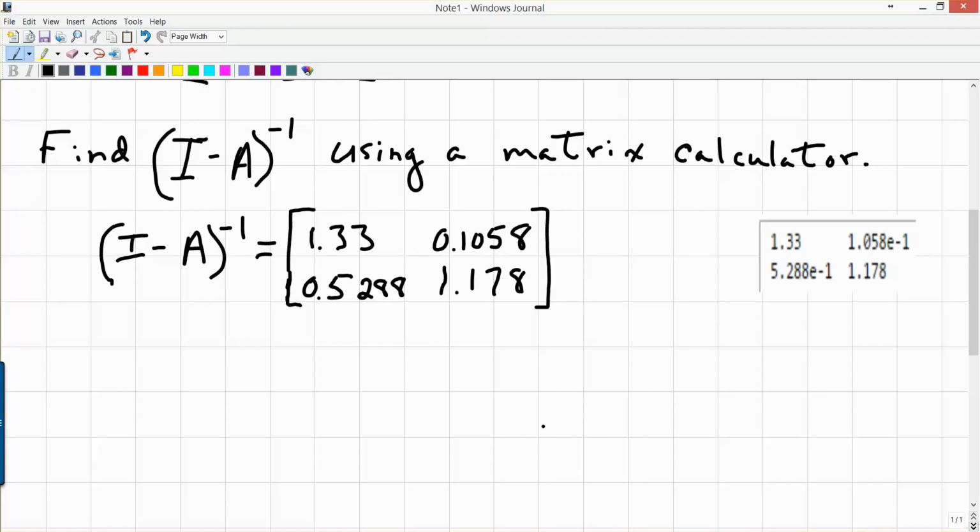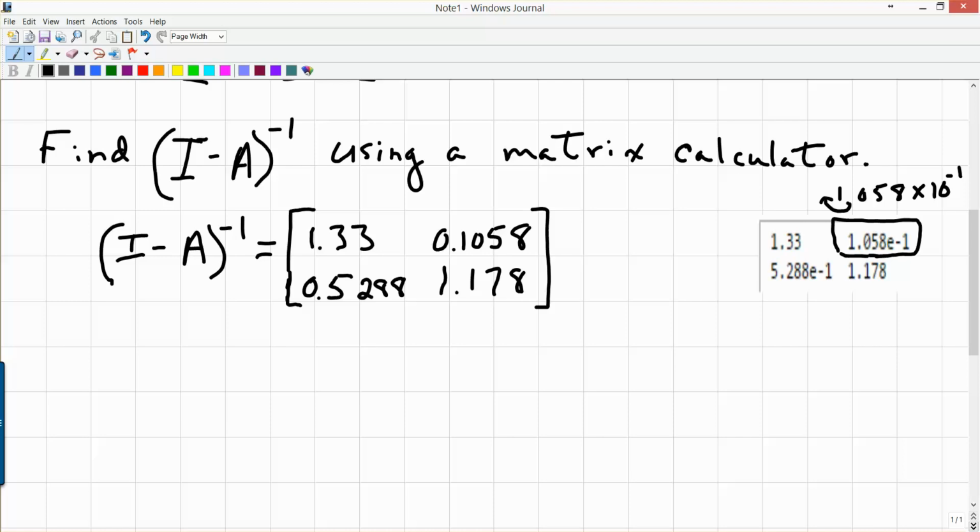Now we see that the inverse matrix is going to be written as 1.33 in row 1 column 1 and 0.1058 in row 1 column 2. Note that on the right hand side, the output from the matrix calculator is written in scientific notation. This can be notated as 1.058 times 10 to the negative 1, which means that we would move the decimal point to the left one place. That's where we get the 0.1058. In row 2 column 1 we'll have 0.5288, and in row 2 column 2 we have 1.178.